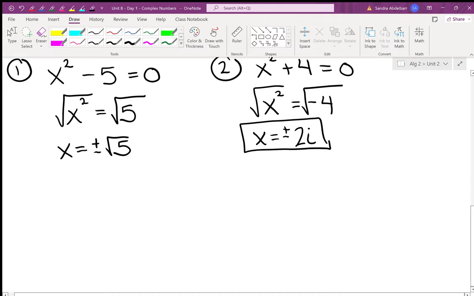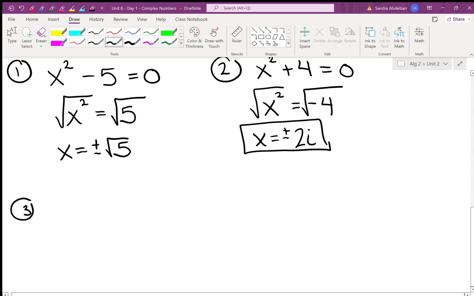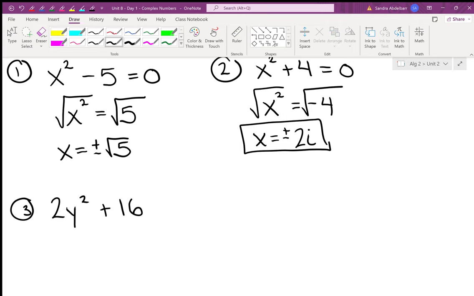All right, you all try this one: 2y squared plus 16 equals 0.